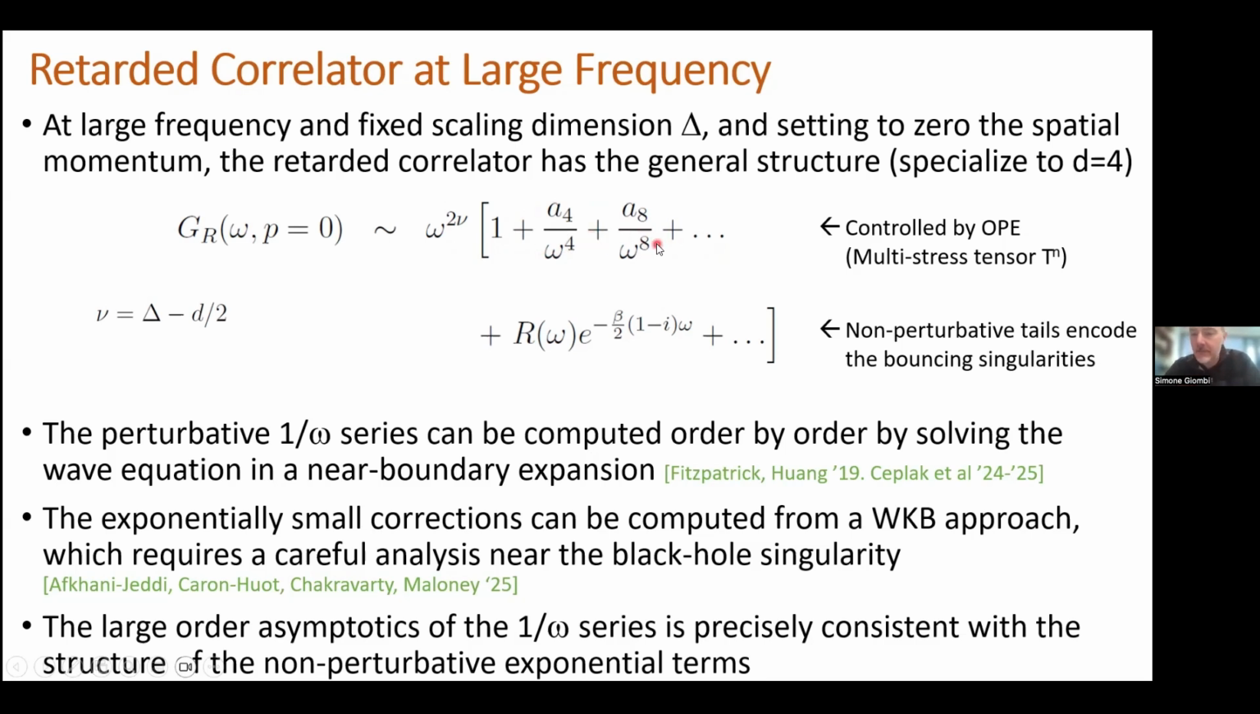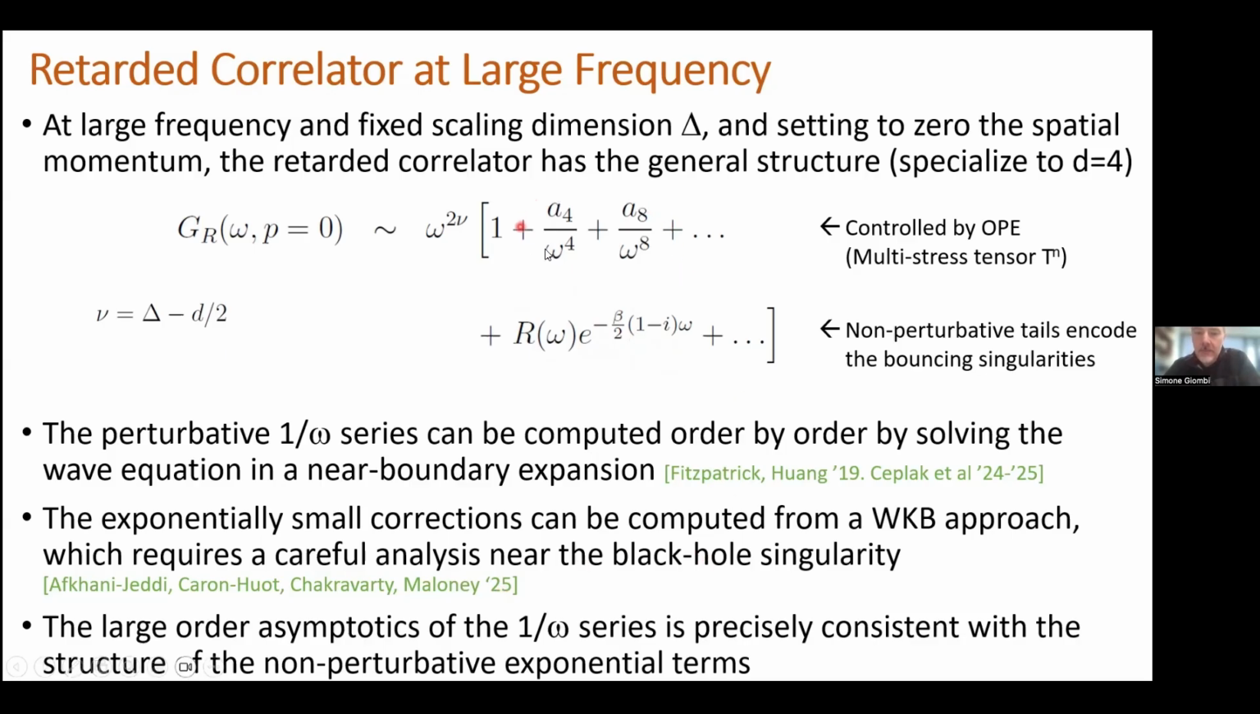So omega to the 4, omega to the 8, and so on. And this expansion, this series here, which is an asymptotic series, is basically controlled by the OPE, as I said before. So these coefficients are related to multi-stress tensor OPE coefficients. And then there are non-perturbative corrections suppressed as e to the minus beta omega. And these non-perturbative corrections are the ones which are directly related to the bouncing singularities and can be computed as shown in this recent paper by this WKB analysis that I mentioned before.